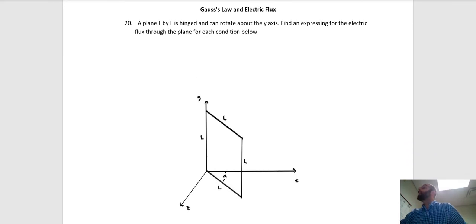Now, right off the bat, the area can be calculated. This area in the plane here can easily be calculated, right? That's just a square. So our area is equal to L squared.